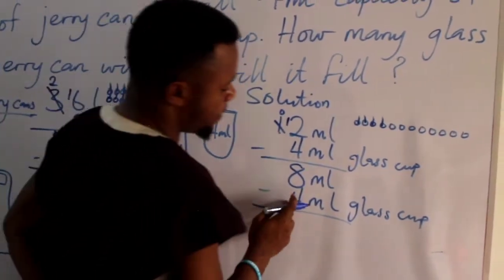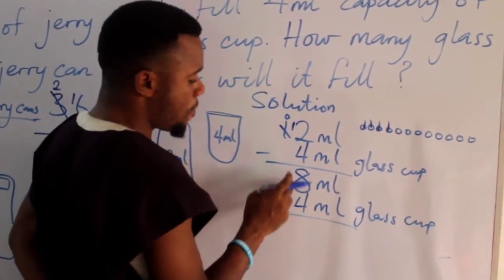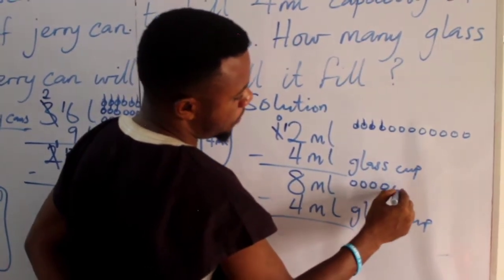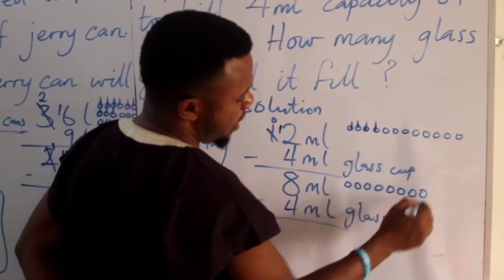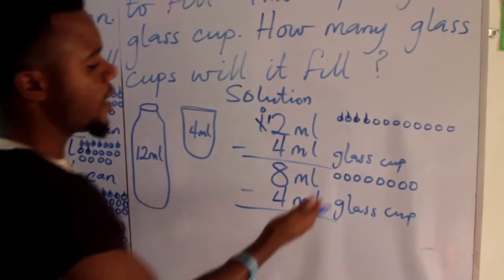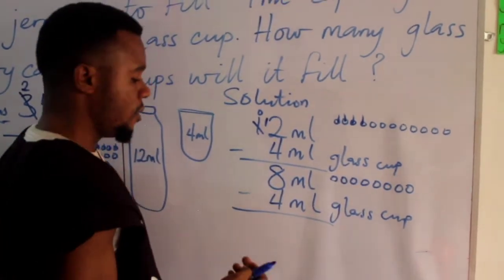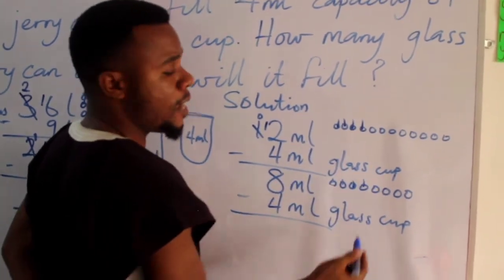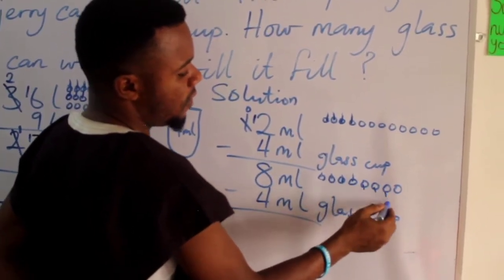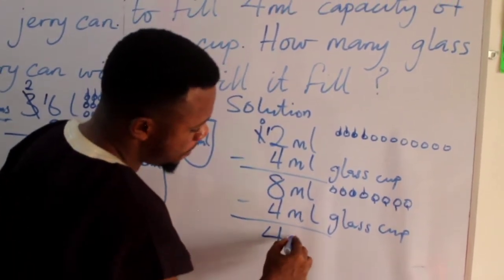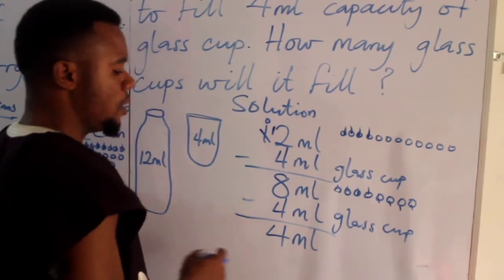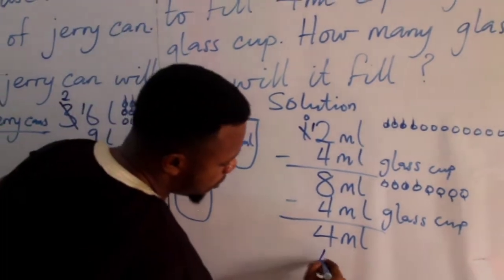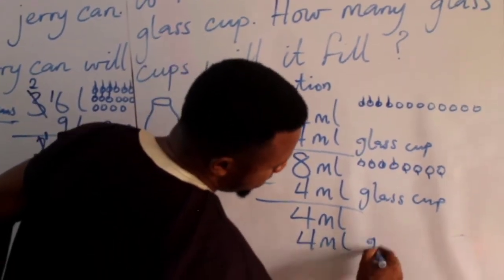8 minus 4. So can we count 8 and take out 4 from 8? Yes. 1, 2, 3, 4, 5, 6, 7, 8. What would I do now? How many would I take out from 8? 4. Good. 1, 2, 3, 4. We have what left? 1, 2, 3, 4. 4 milliliters left. Now this 4 is not this, it's gotten from the subtraction of these 2. So remember we still have 4, so we can subtract it again till we arrive at 0.